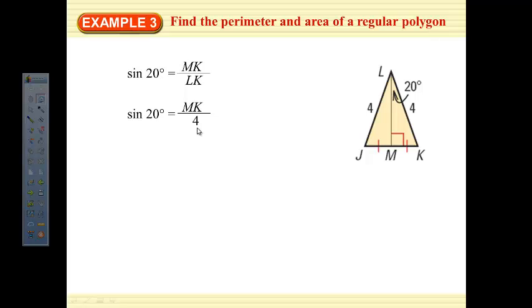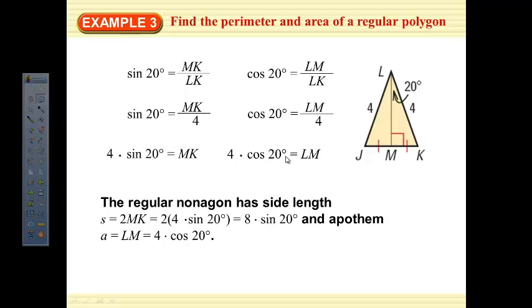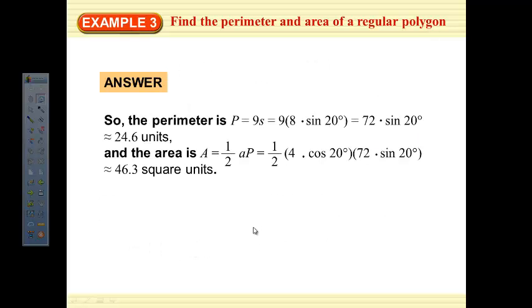So sine of 20 is MK over 4. So MK ends up being this. LM ends up being this. And we wanted to find the length of one side, so JK is the same as 2 times MK. So that's 8 sine 20, and the apothem is here. We want to know the perimeter, and that's 9 times all of this, 24.6, which is what I got. And you plug everything in, you get 46.3 square units.